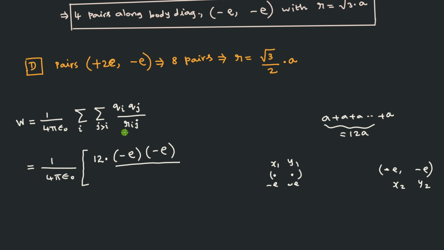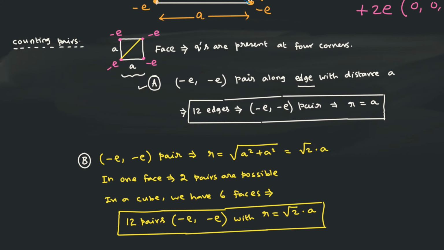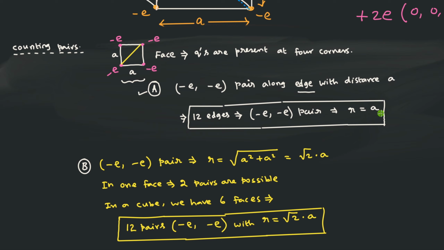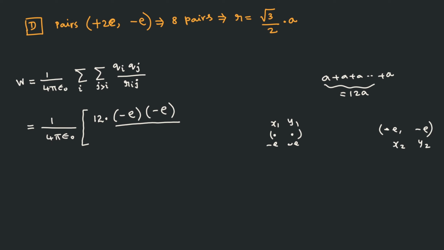Then divided by the distance between these two, you have to remember what we have written here. The distance between them is given by r equal to a. So this is what you are going to use, r equal to a. Therefore you substitute a there, divided by a. And that's all. So that gives you the energy to bring these 12 pairs in such a way that their distance is a.